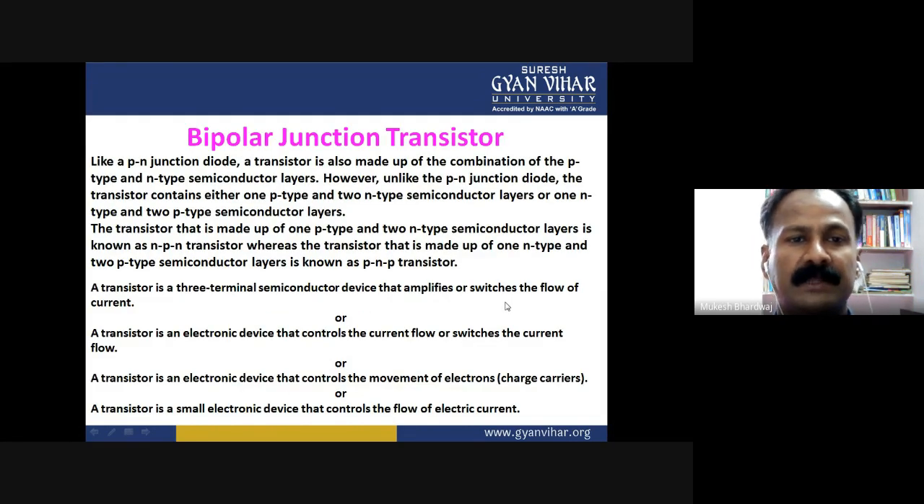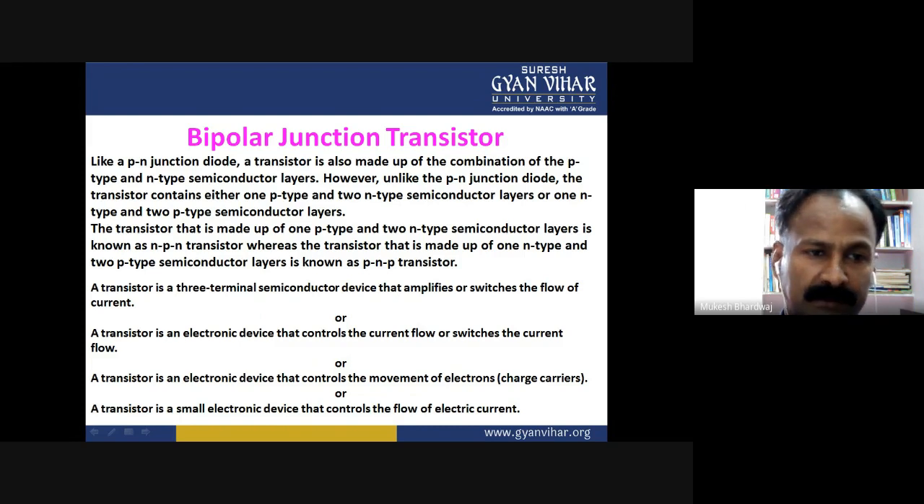Bipolar junction transistor: like a PN junction diode, a transistor is also made up of a combination of p-type and n-type semiconductor layers. However, unlike the PN junction diode, the transistor contains either one p-type and two n-type semiconductor layers, or one n-type and two p-type semiconductor layers. The transistor made up of one p-type and two n-type layers is known as NPN transistor, whereas the transistor made up of one n-type and two p-type layers is known as PNP transistor.